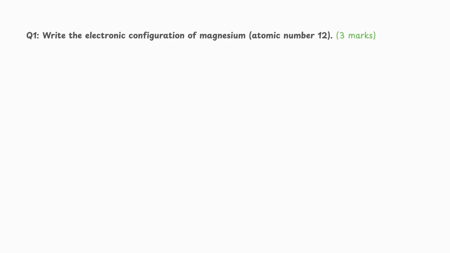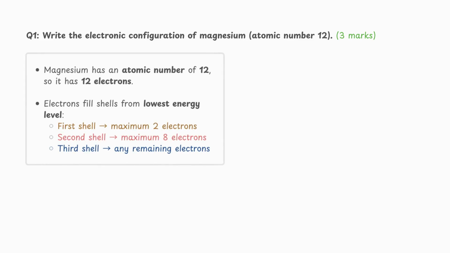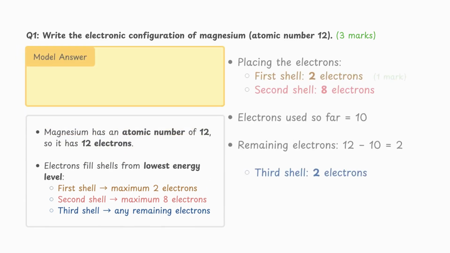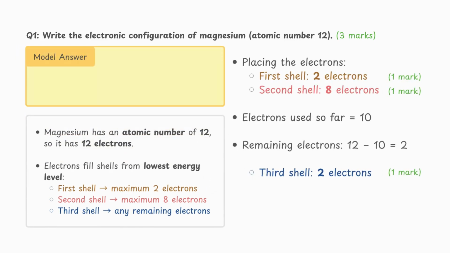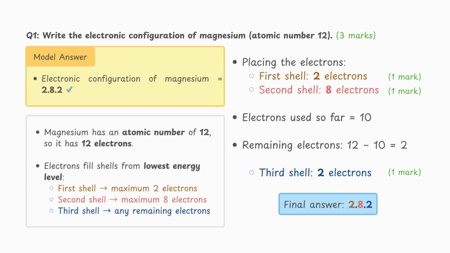Write the electronic configuration of magnesium, atomic number 12. Magnesium has an atomic number of 12, which means it has 12 electrons. Electrons fill shells starting from the lowest energy level. The first shell can hold up to 2 electrons. The second shell can hold up to 8 electrons. Any remaining electrons go into the third shell. So we place the electrons. First shell, 2 electrons. Second shell, 8 electrons. Electrons used so far equals 10. Remaining electrons, 12 minus 10 equals 2. Third shell, 2 electrons. So our final answer is 2.8.2.